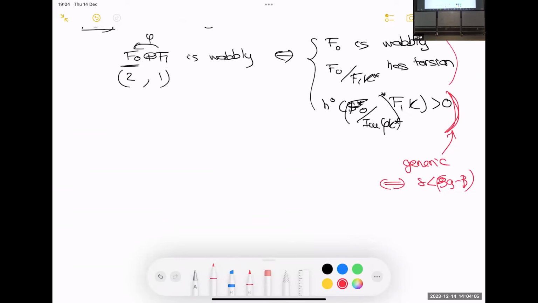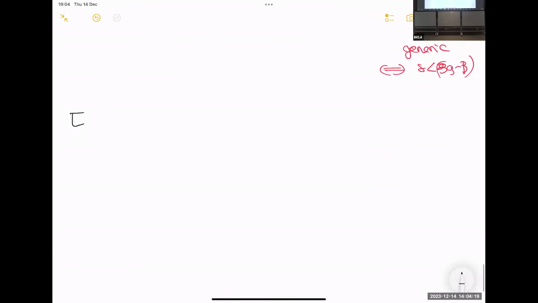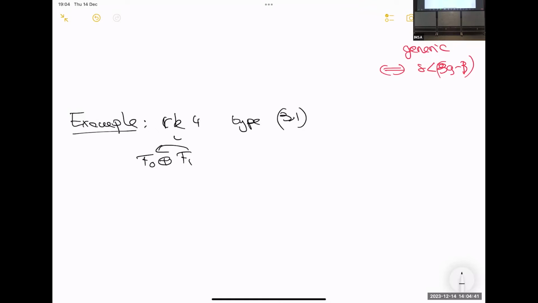Right, so the moral of the story is, in this particular case, polynomiality of the virtual equivariant multiplicity gives wobbliness of the component. But one doesn't need to go too far to check that this is not always the case. So the next example is very similar. I'm moving to rank 4, type 3-1. So F0 has rank 3, F1 has rank 1, and again, one has a map from the line bundle to the higher rank bundle.